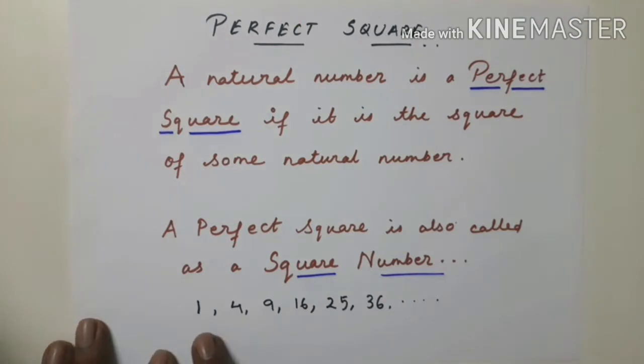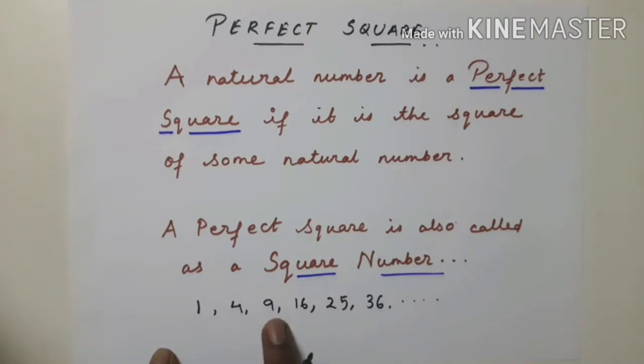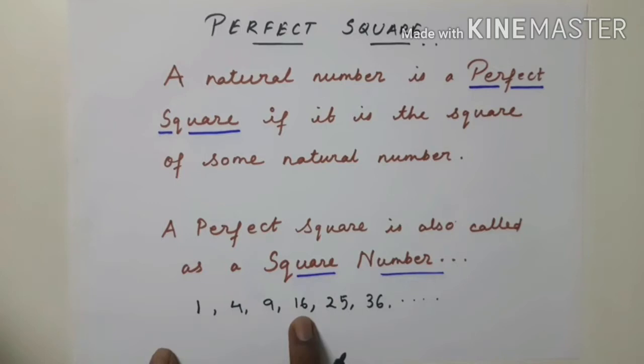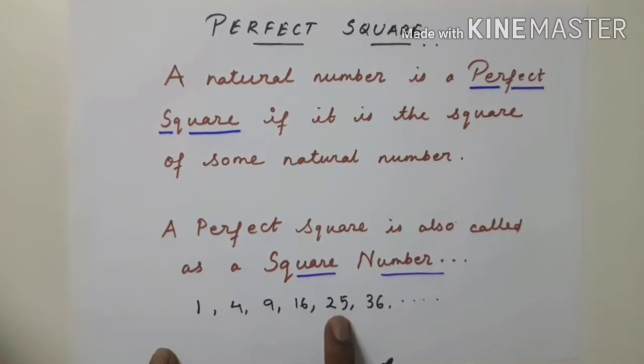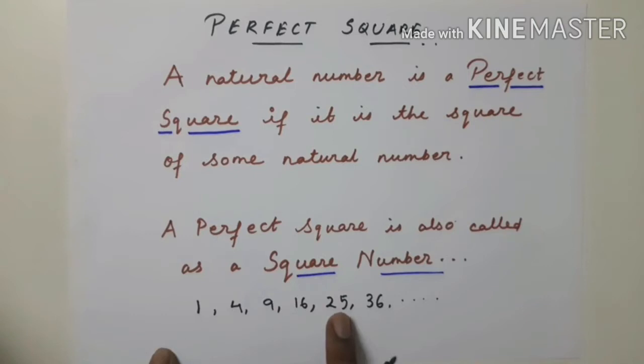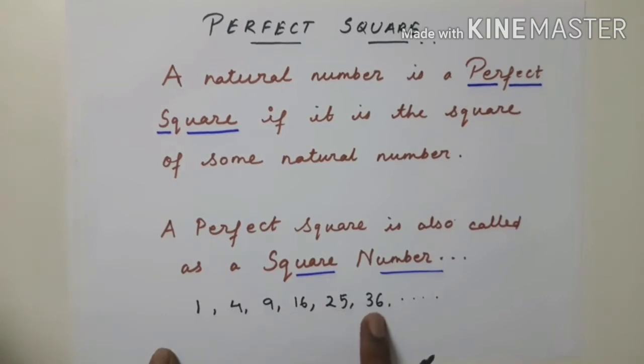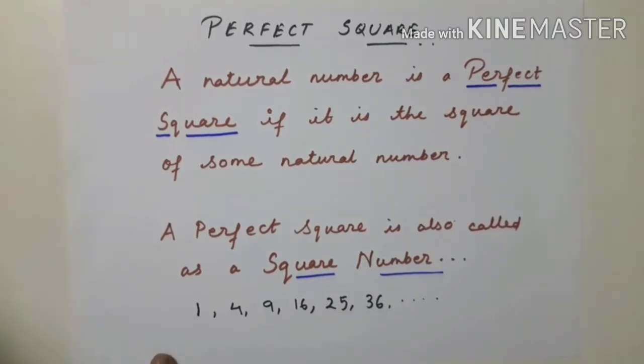As we have already seen, 1 is the square of 1, 4 is the square of 2, 2 2s are 4. Similarly, 9 is the square of 3, 16 is the square of 4, 25 is the square of 5. So 5 squared is 25. So 25 is the area of a square whose each side is 5 units. You can think like that also. Similarly, 36 is the square of 6.